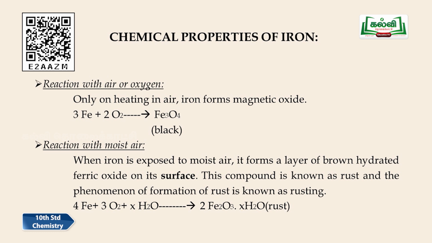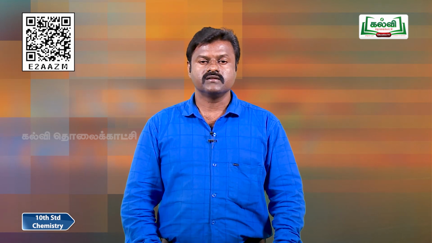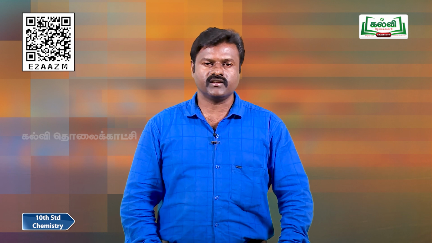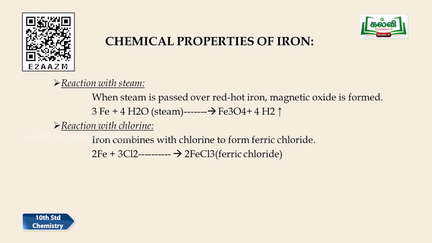Then reaction with the moisture. You know this reaction, this is a very well known reaction. This is known as rusting, that means reaction of iron with moisture. When iron is exposed to moisture, it forms a reddish green colored layer of iron oxide, ferric oxide, hydrated ferric oxide. This chemical is known as rust and the process is known as rusting. The equation is 4Fe plus 3O2 plus xH2O gives 2Fe2O3.xH2O. This is rust and the process is known as rusting.